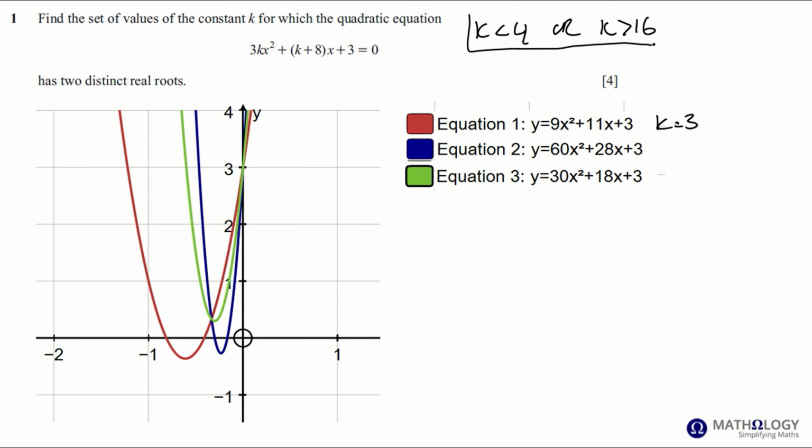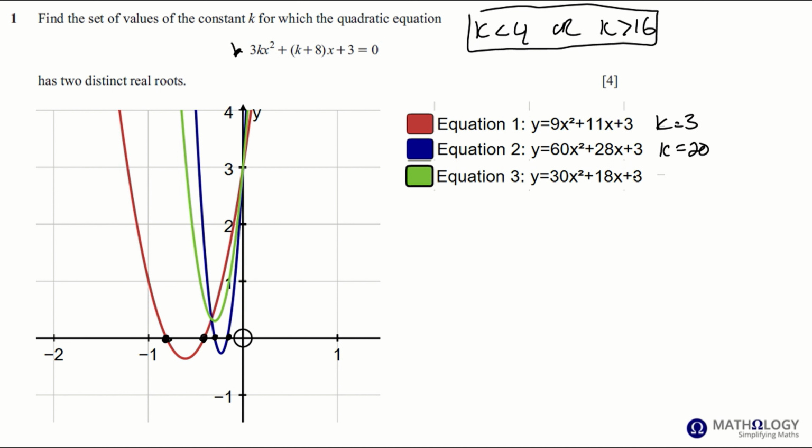When that is the case, this quadratic over here will have two distinct real roots. So 3 is less than 4. So when k equals 3, we get the quadratic y equals 9x squared plus 11x plus 3. And we can see the red function clearly has two x-intercepts. The blue quadratic has k equal to 20, which is clearly greater than 16. And again, the blue quadratic has 2 x-intercepts.